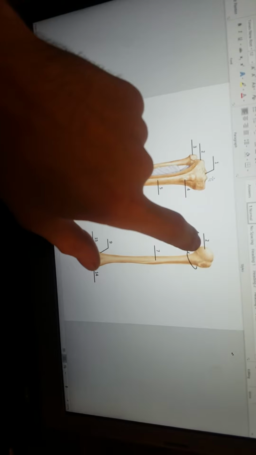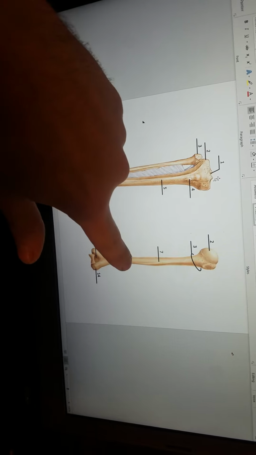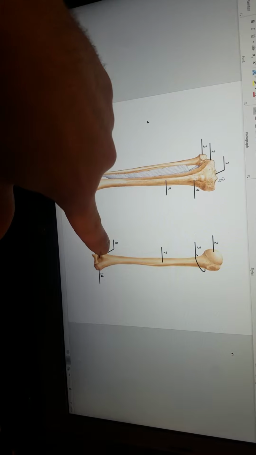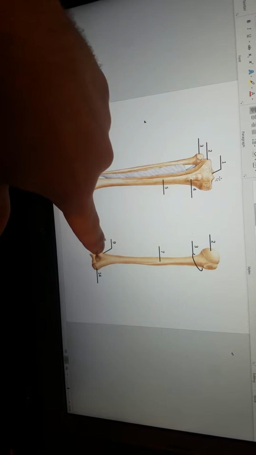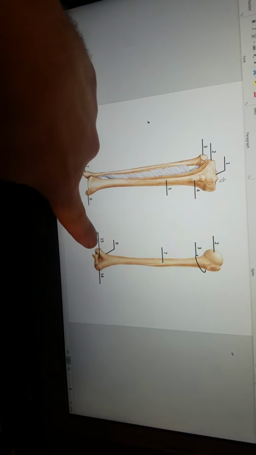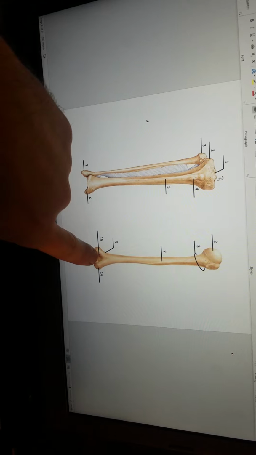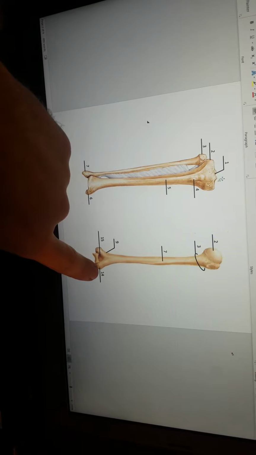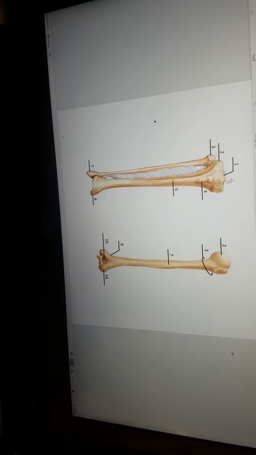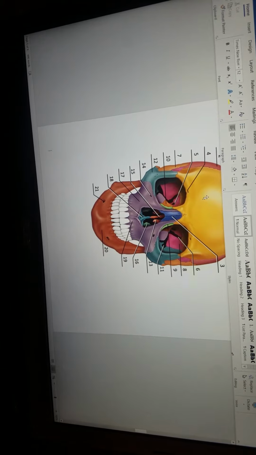For the humerus, we have the head of the humerus, surgical neck of the humerus. 7, we'll have the deltoid tuberosity. And 9 is the medial epicondylar ridge. And 15 is the olecranon fossa. 14 is the lateral epicondyle. Scrolling down for the bones of the skull.